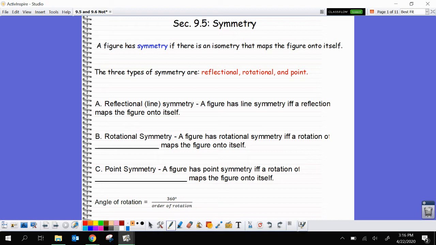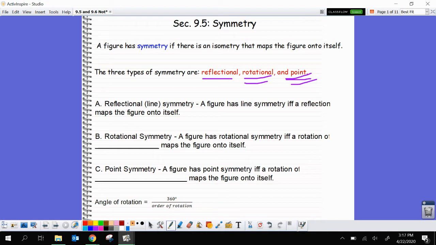So a figure has symmetry if there is an isometry that maps the figure onto itself. So for instance, you have a heart, right? And you fold it over on the line of symmetry, then there's an isometry that maps the figure onto itself. The three types of symmetry that we're going to talk about today are reflectional. That's the one that we think about all the time. But then there's also going to be rotational, and then there's going to be point. Okay, so make sure you understand all three of those really well and that you have those defined.